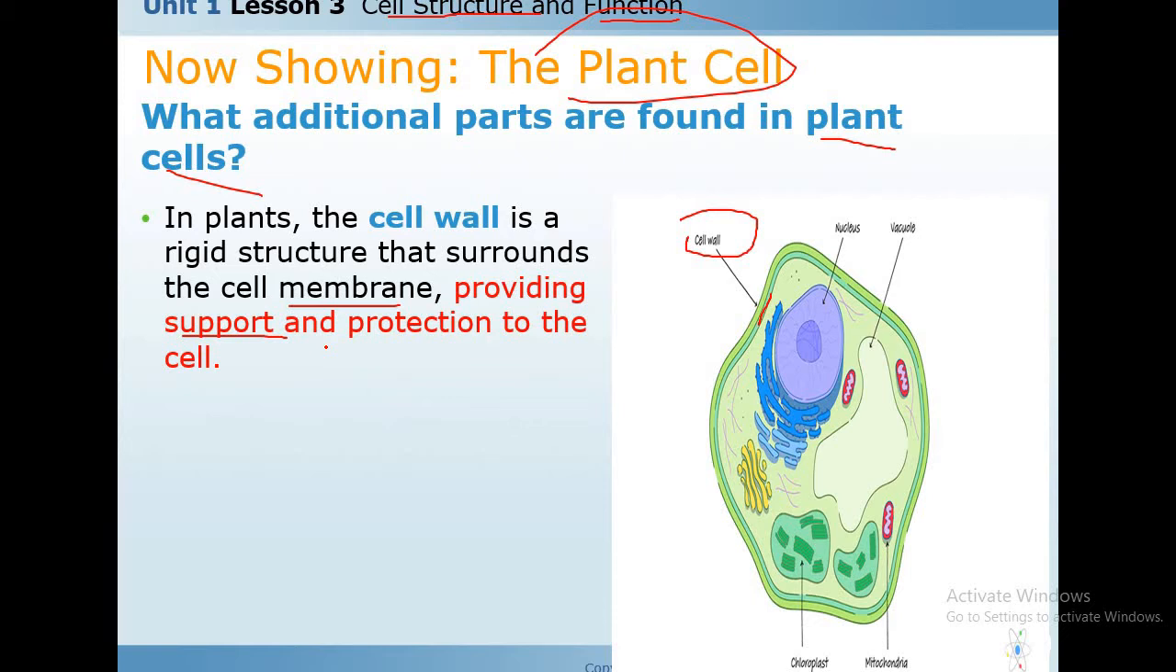So the cell wall surrounds the cell membrane to support and protect the cell. I mean the plant cell.